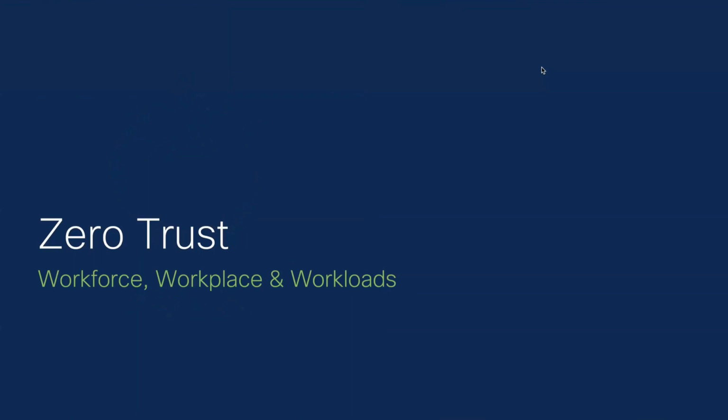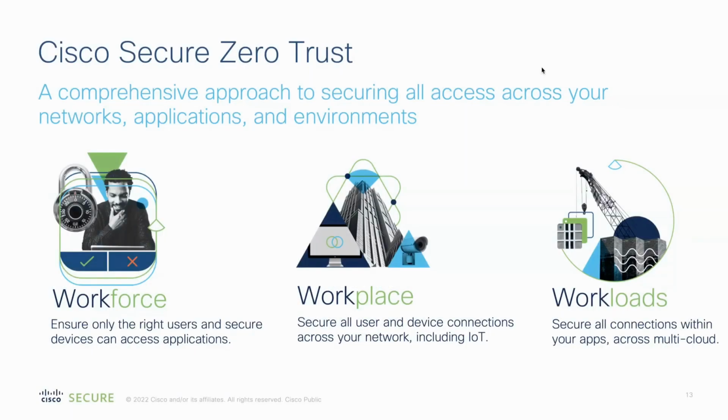I wanted to get started with zero trust. What exactly is zero trust? Zero trust is meant for securing all your access across your networks, applications, and environment, be it your workforce, workplace, and workloads. The users and applications can be protected using the workforce, whereas the users and devices connecting to the network can be protected by the workplace, and your applications can be protected by the workloads.